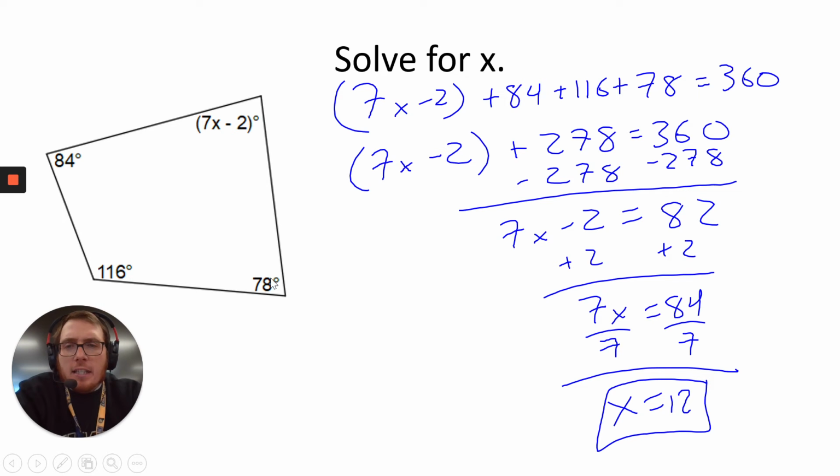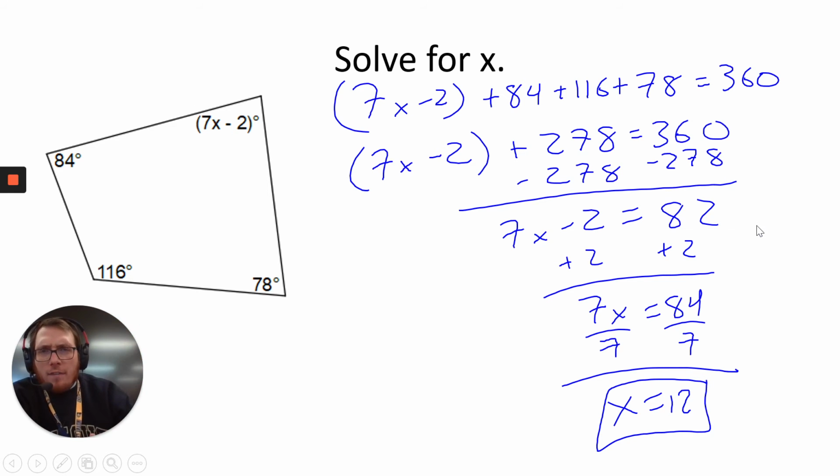84 plus 116 plus the 78 is 278. When I move that to the other side, I have to subtract 278 on both sides. I end up with 7x minus 2 equals 82. And then from that step, it's just a two-step equation. So add 2 to both sides, then divide by 7, and I get x equals 12.